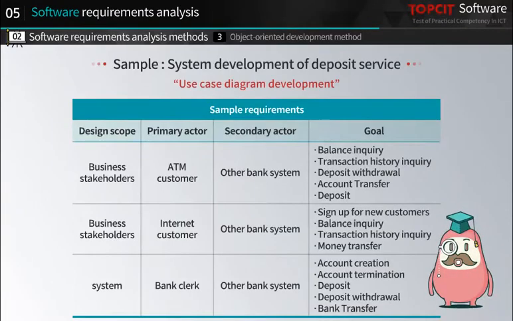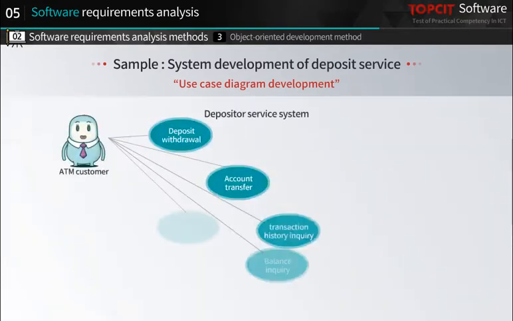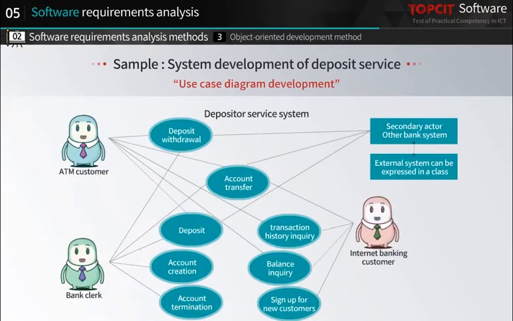We will continue to map the goals defined in the example requirements to the use cases one-to-one and express the relationship between the actors and use cases in the use case diagram. The figure on the screen is the use case diagram of the UML. In the figure, we use different notation to distinguish the primary actor from the secondary actor.